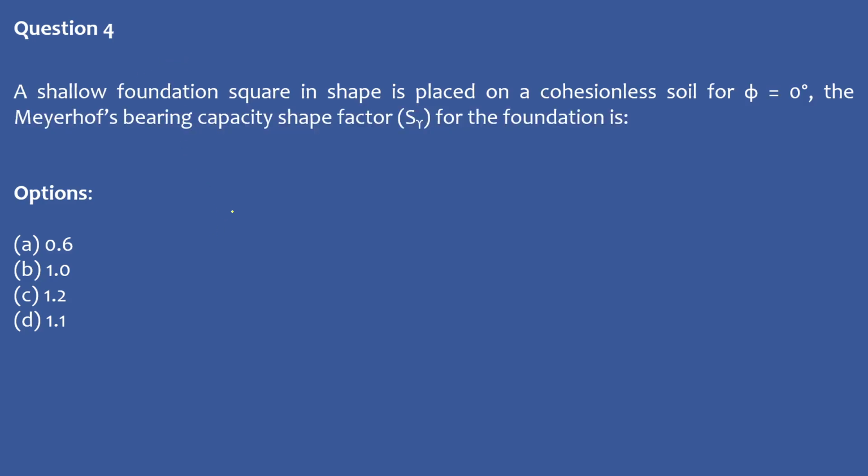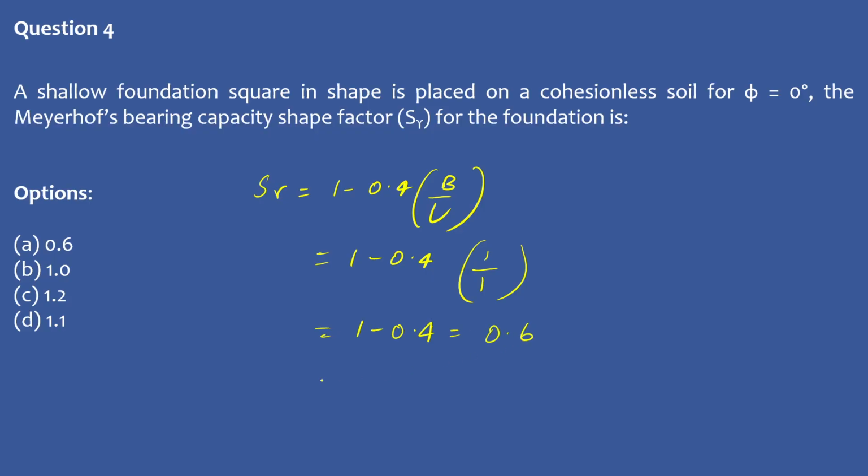So let's solve this. Here the bearing capacity shape factor is given by S gamma is 1 minus 0.4 B by L. It is a square footing, so it's 1 by 1. So 1 minus 0.4 is none other than 0.6. So your S gamma is equal to 0.6. So what's the correct answer?